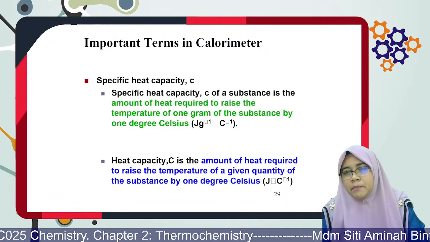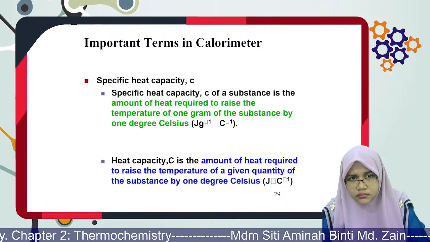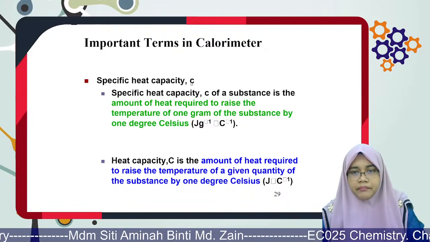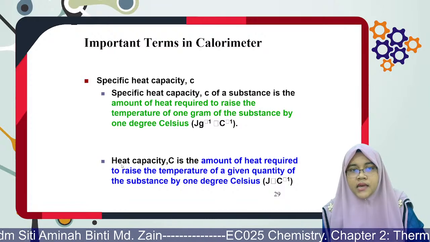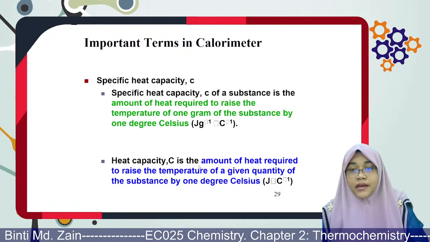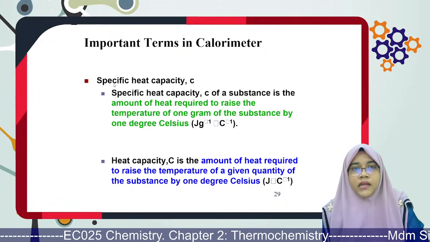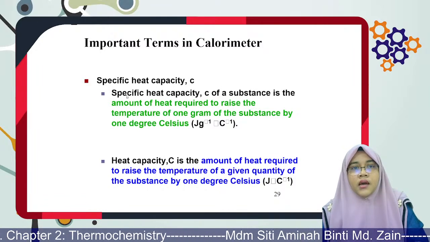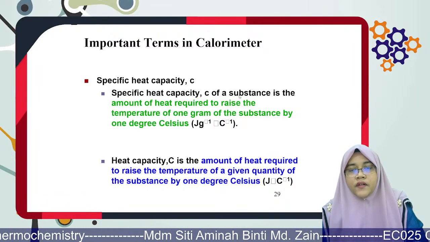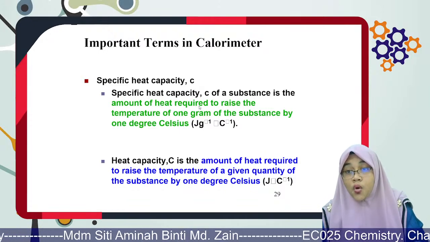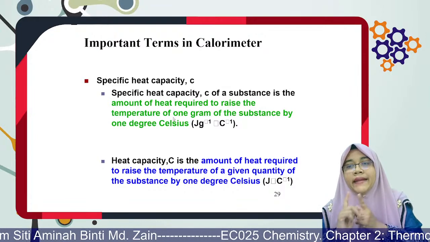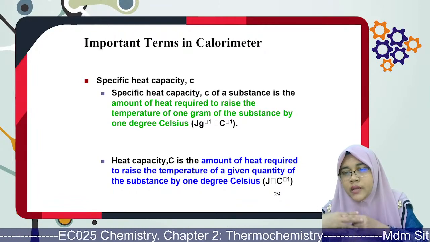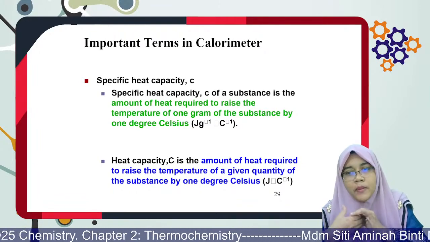Okay, so the important terms in calorimeter: one is specific heat capacity with the symbol small c, and the second is heat capacity with the symbol capital C. What is specific heat capacity, small c? Specific heat capacity of a substance is the amount of heat required to raise the temperature of 1 gram. The mention there is 1 gram. For each 1 gram, to increase 1 degree Celsius, how many joules of heat are required?